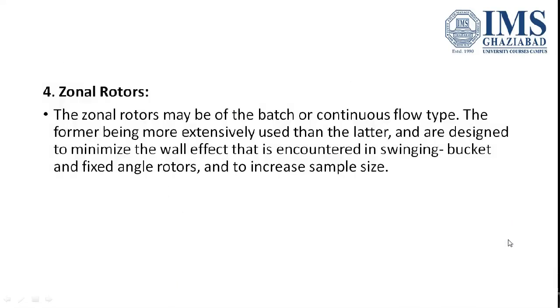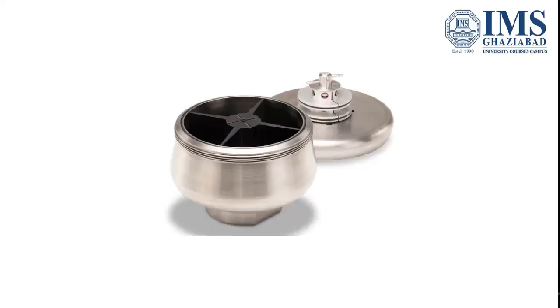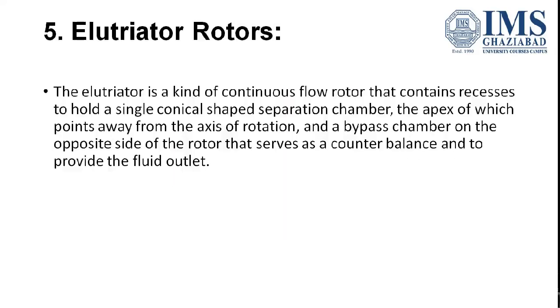There are zonal rotors also, which can be batch or continuous flow type. And these are designed to minimize the wall effects. Now, what is wall effect? Wall effect is basically seen in swinging bucket rotors and the fixed angle rotors, in which the particle collides with the wall and there are chances of its breakage. So to overcome these, we have zonal rotors. This is a diagram of a zonal rotor.